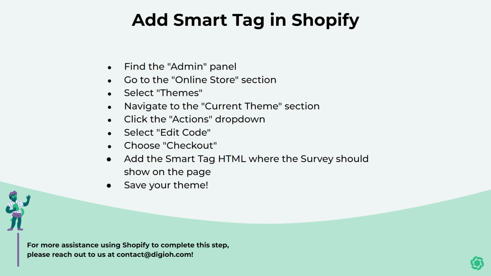Next, we want to add the smart tag we copied into Shopify. In your Shopify store, you want to go to your admin panel and go to the online store section. Click themes and go to your current theme. Go to the actions dropdown and click edit code, and when you get to the edit code section, choose checkout. That is where your HTML will be, and you can add the smart tag HTML wherever the survey should show on the page. Make sure to save your theme.